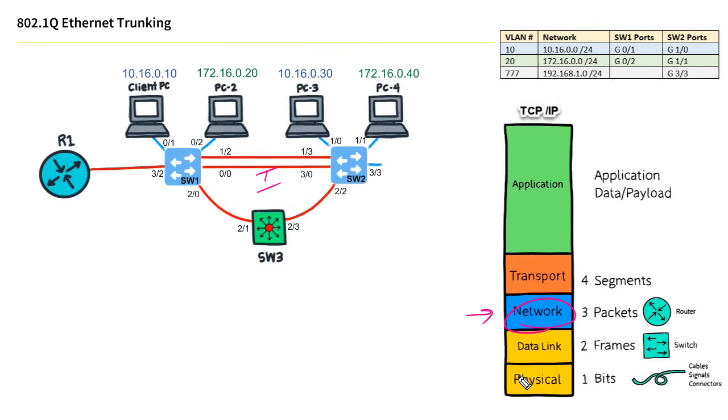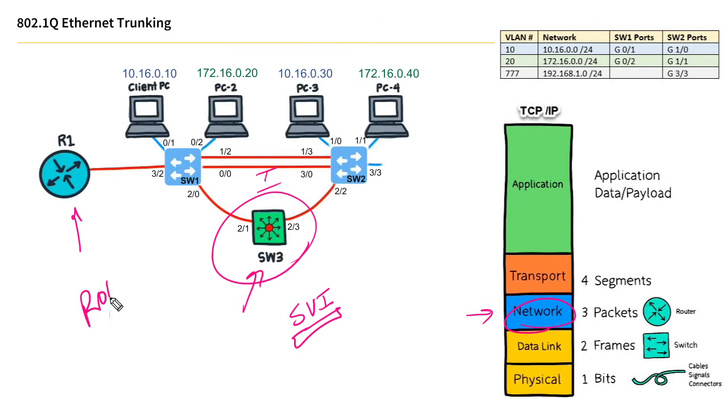As a couple of options, we could use this multi-layer switch with its switched virtual interfaces. I've got a separate video on that specific topic. Or we could use what's called ROAS with an external router. That's router on a stick. And the way that works is we'd configure trunking. On switch 1, we'd say, hey, trunk on port 1/2, trunk on port 0/0 between you and the other switch, and also trunk here on 3/2 going out to the router.